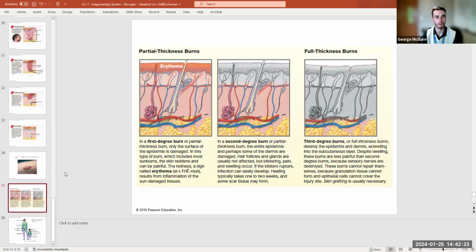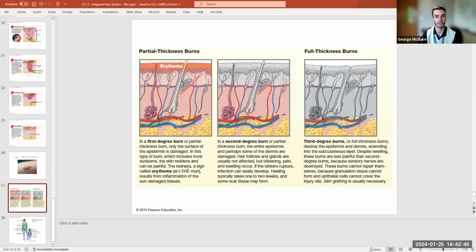Then lastly, we'll talk about burns. So you've probably heard reference to things like 1st degree, 2nd degree, and 3rd degree burns. And what that is describing is how deep the damage from that burn went. So 1st degree burns or erythema are mainly damaging just the epithelium.